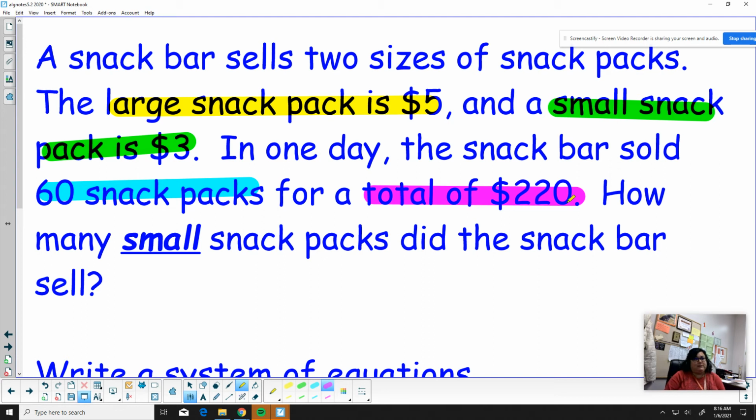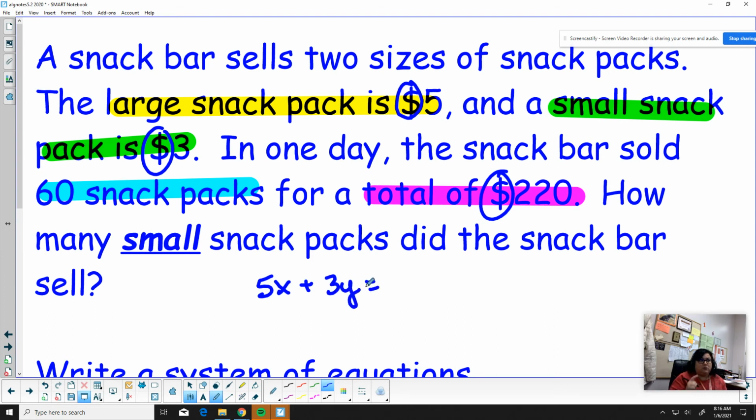All right, so if I write a system of equations, I look at the labels to tell me what to do. What I notice about these labels is that 3 of them are money. Do you notice that? All 3 are money. So those are going to be in one equation. So one of the equations is going to be about money. So we'll do 5x, $5 for large snack packs, and 3y, so $3 for small snack packs, and it equals $220.